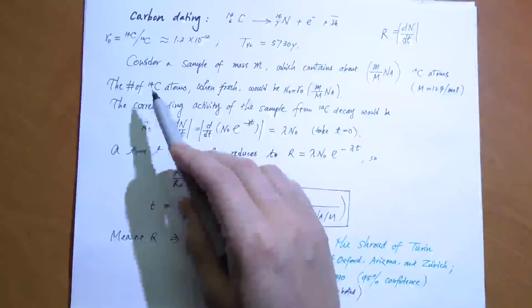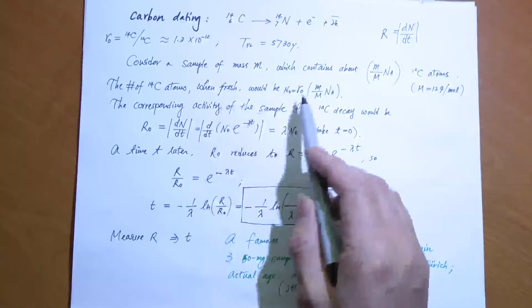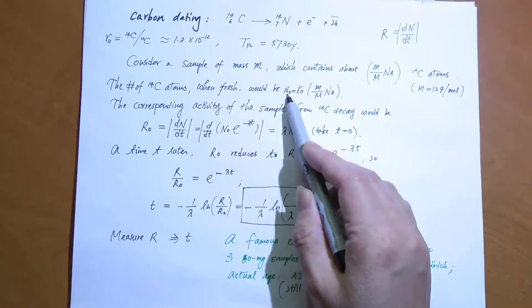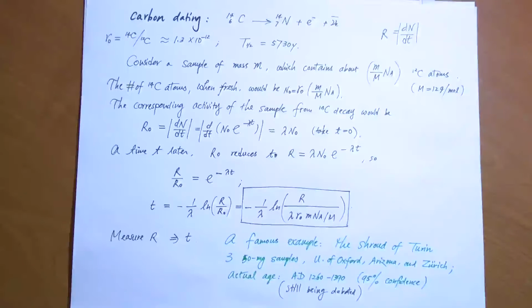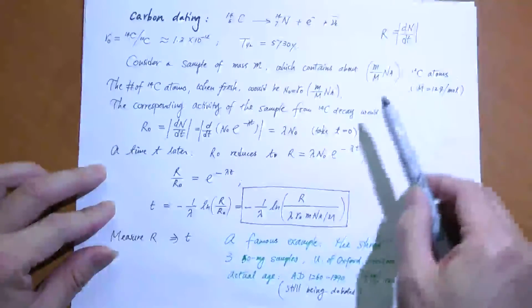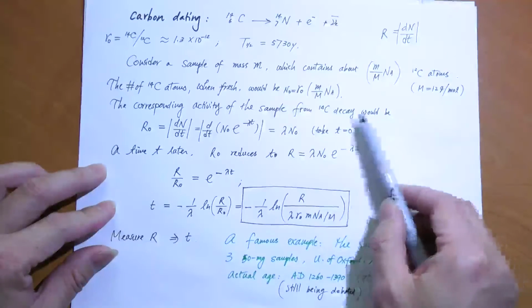Okay, so the number of carbon-14 atoms when fresh is equal to just R naught times this. We call it N naught. That, again, is the number of carbon-14 radioactive atoms within a sample when it is fresh, when it just died. So this is the corresponding activity. Activity means, again, the number of decays per second from carbon-14.